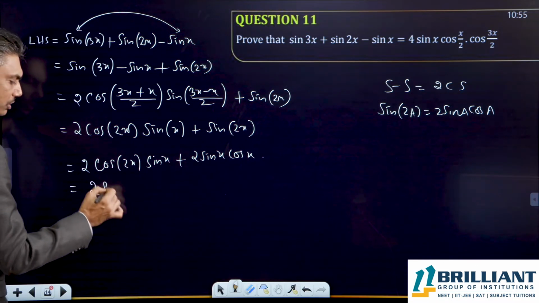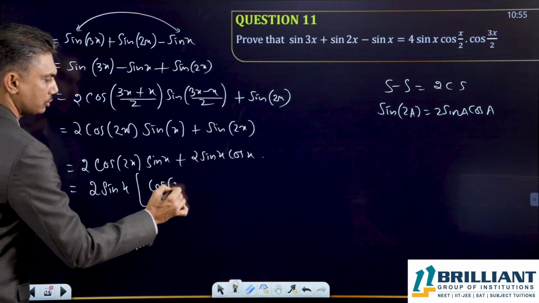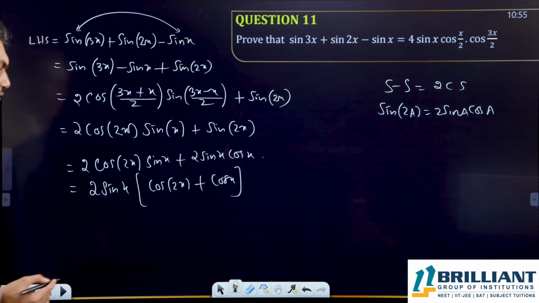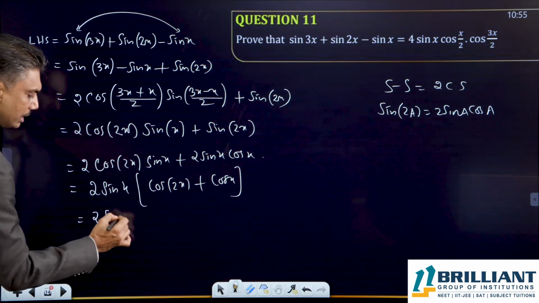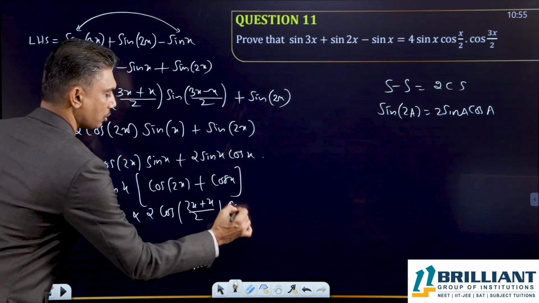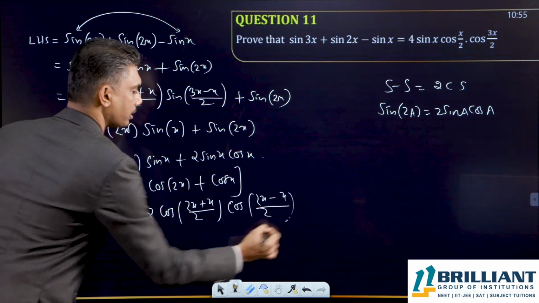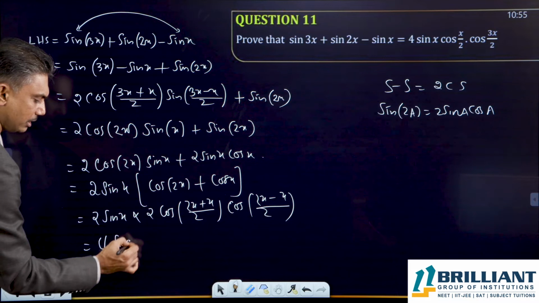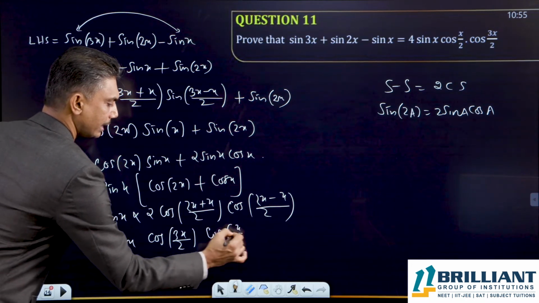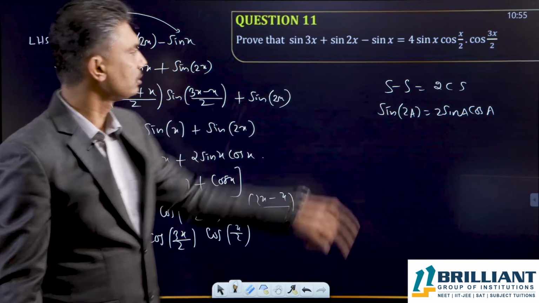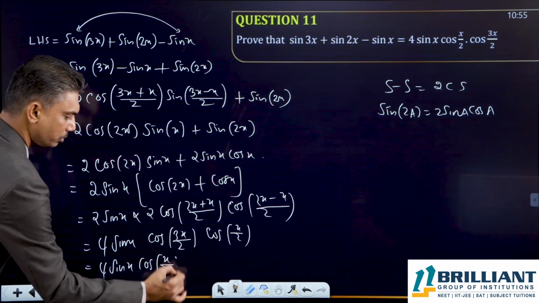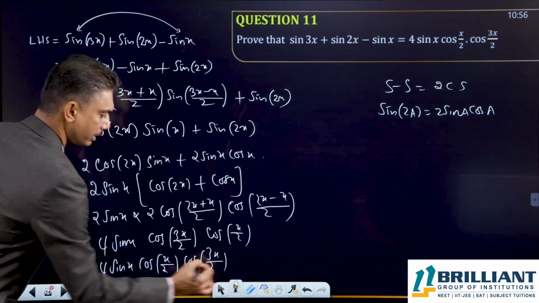Now, this will be 2 sin x you can take common into cos 2x plus cos x. Again, cos c plus cos d. What is cos c plus cos d? 2 cos cos. That is 2 sin x into 2 cos (2x plus x)/2 into cos (2x minus x)/2. That is 2 into 2 is 4 sin x into cos 3x by 2 into cos x by 2. That is what we need to find. 4 sin x into cos x by 2 into cos 3x by 2 equal to RHS.